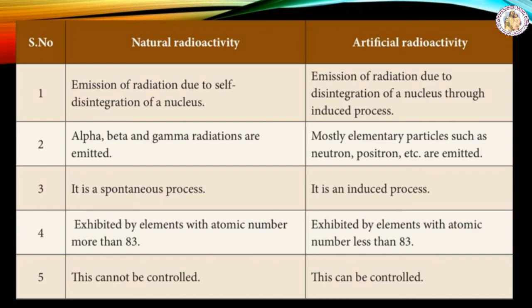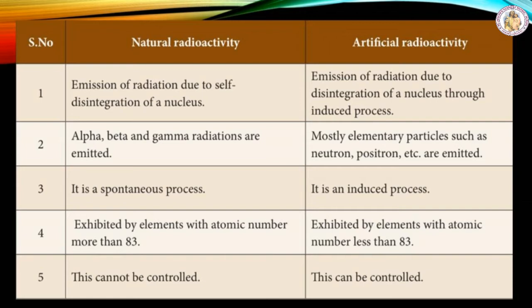Let's see the comparison of natural radioactivity and artificial radioactivity. In natural radioactivity, emission of radiation is due to self disintegration of a nucleus. Listen to the word self disintegration. Already I explained that disintegration is the process of breaking into small pieces. Here it is self disintegration, so that is natural radioactivity. In artificial radioactivity, emission of radiation is due to disintegration of a nucleus through an induced process. Induced means an artificial, man-made process.